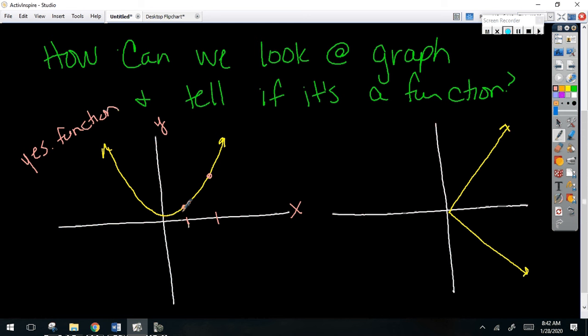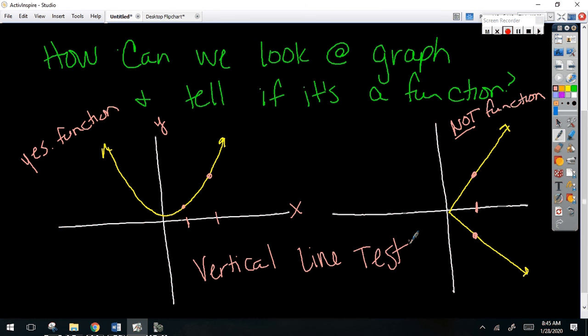But look at the second graph. If I go to this input, this x value, how many outputs does it have? Two, here or here. So it's not a function. Do you see why? So we use a little easy test so you don't have to think about that every time. We call it the vertical line test.